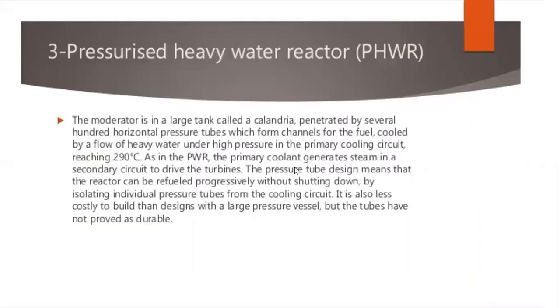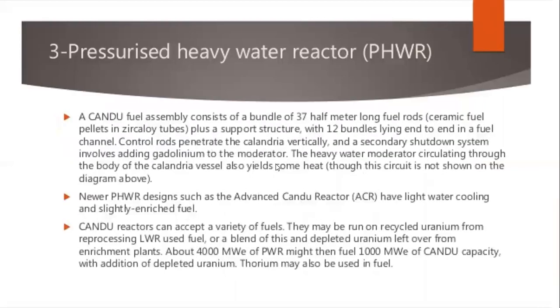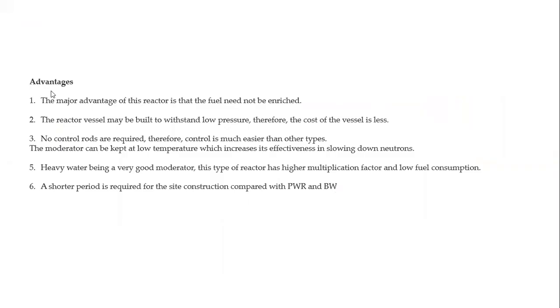This is another circuit diagram for the heavy water cooled reactor. There are some advantages in the case of heavy water reactors, or CANDU type of reactors. The major advantage is that we are using natural uranium as the fuel, therefore the fuel cost is reduced. The reactor vessel may be built to withstand low pressure, therefore the cost of the vessel is also very low.